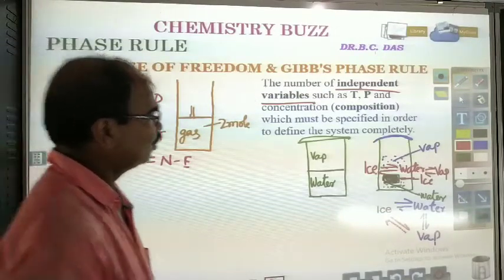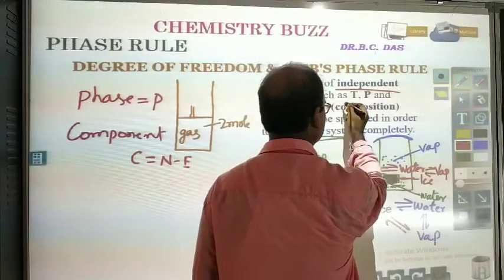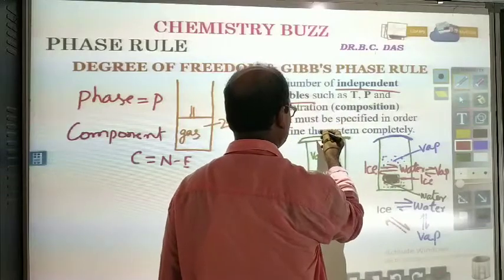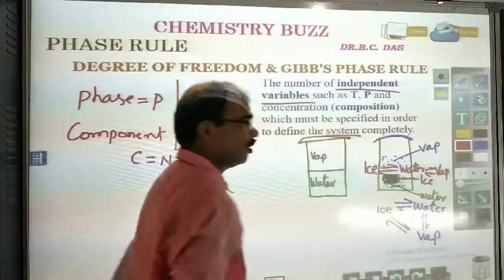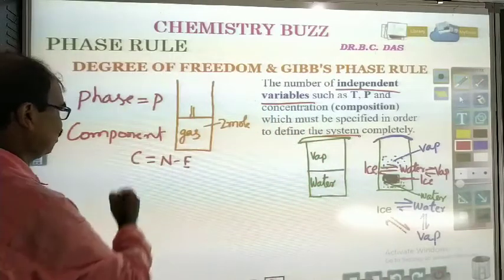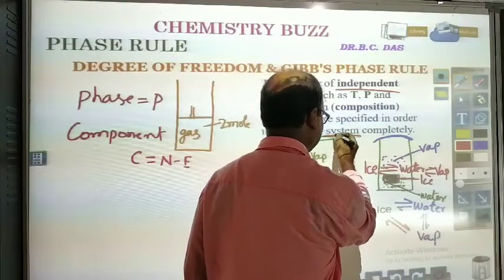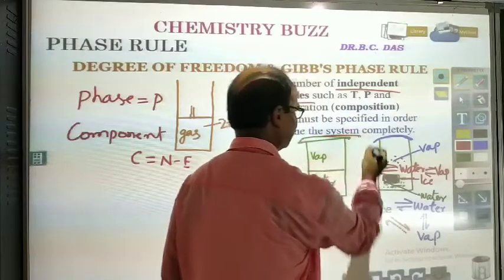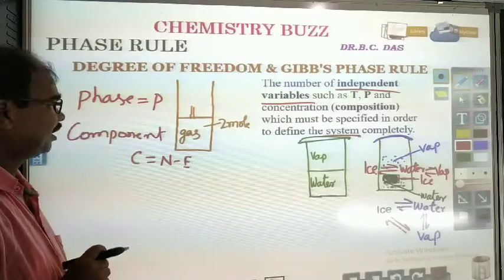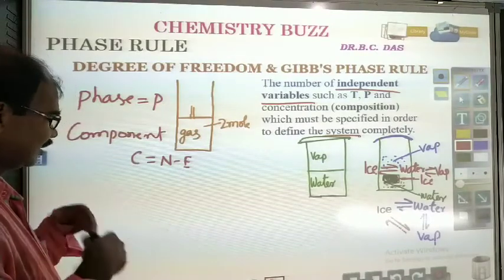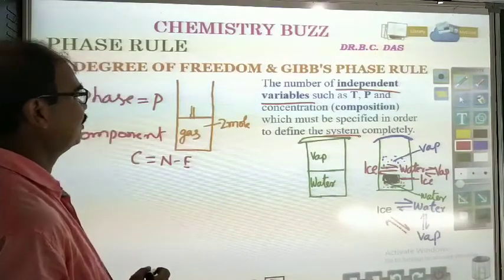Okay? So, the degree of freedom is the number of independent variables such as temperature, pressure, concentration, which must be specified in order to define the system completely in case of phase rule, and in kinetic theory of a gas, to define the state of the molecule completely. So the basic fundamentals of degree of freedom is the same. So how can we understand physically what the degree of freedom is?